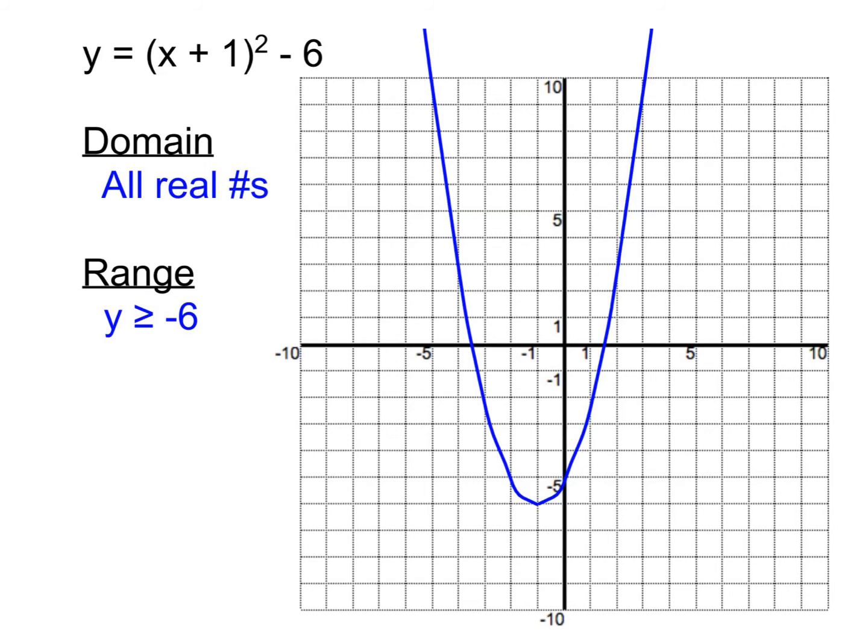One thing you're going to note is that every time we have a quadratic now, every single one of them goes forever left and forever right. So every single time that you give the domain of a quadratic, it is all real numbers.